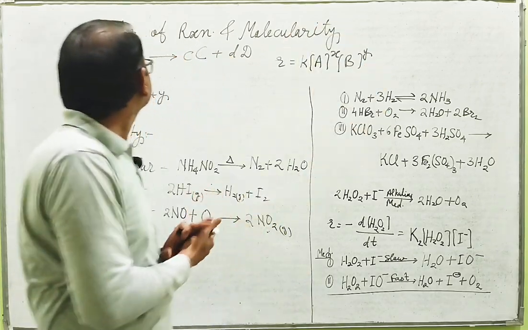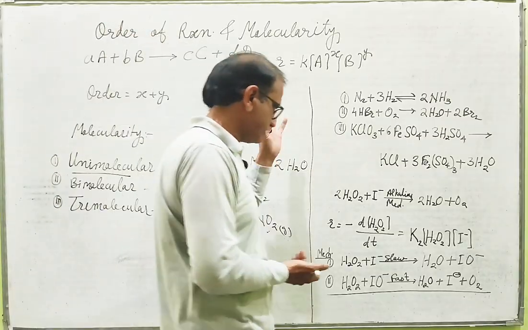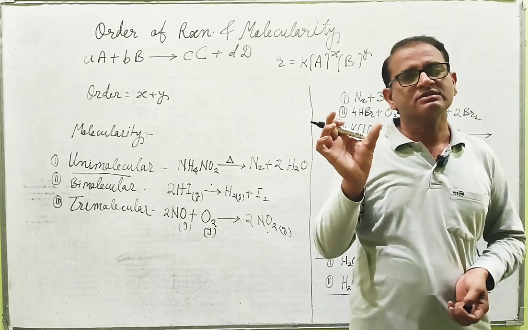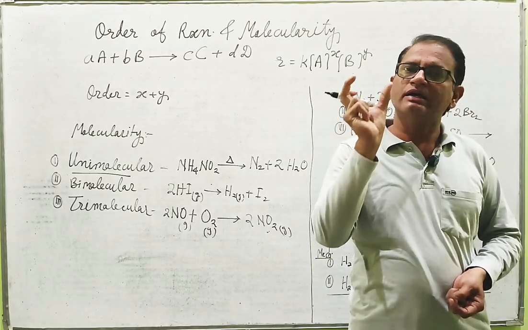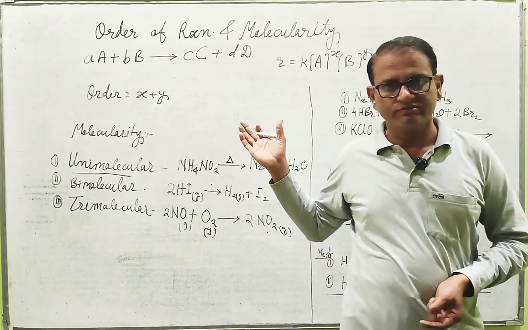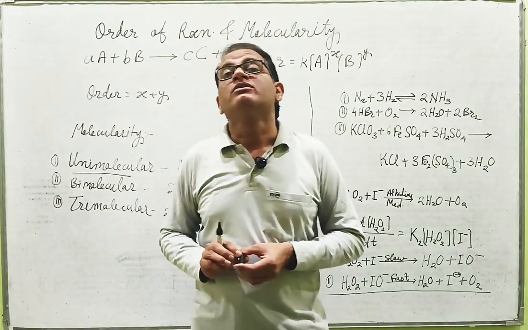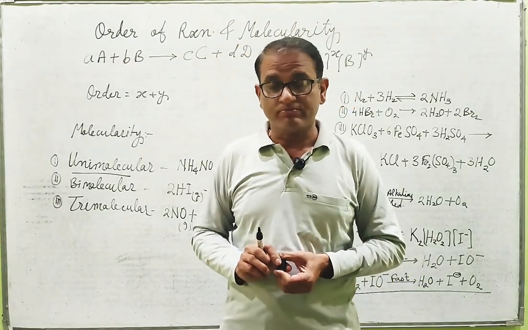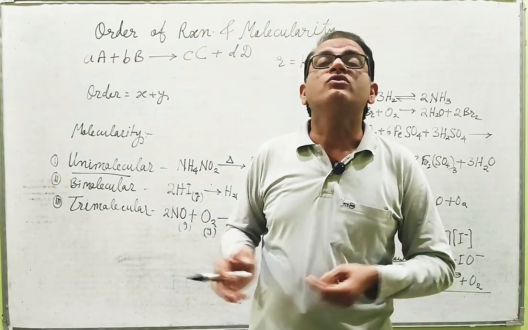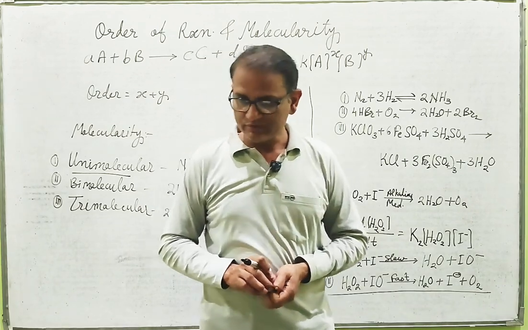So that is all about order of reaction and molecularity. You might be getting the points. What does it mean? The basic difference is that order of reaction is an experimental value, but molecularity is a theoretical value. That is the conclusion. Molecularity is determined for a particular step in a multi-step or complex reaction, but order of reaction is determined for the overall reaction. So these things we should take care of.